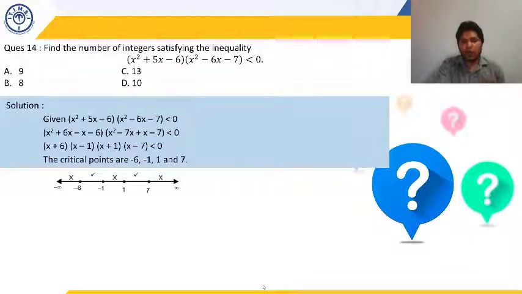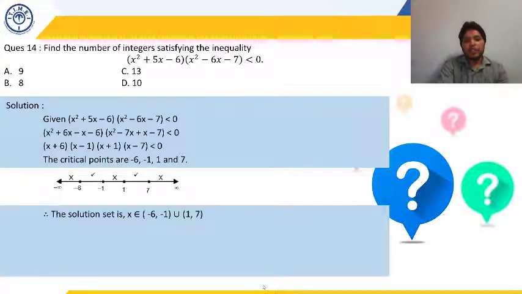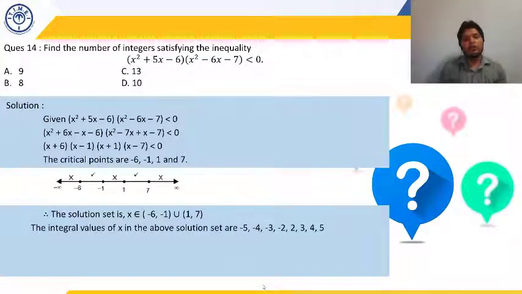I hope we have done all such things in the inequalities part also. So the solution set here is minus 6 to minus 1 union 1 to 7. The question is not asking for the range. What is the question asking? The number of integers satisfying the inequality. So we want all the possible integers here. How can we get it? Between minus 6 and minus 1, how many integers are there? There would be minus 5, minus 4, minus 3, minus 2.